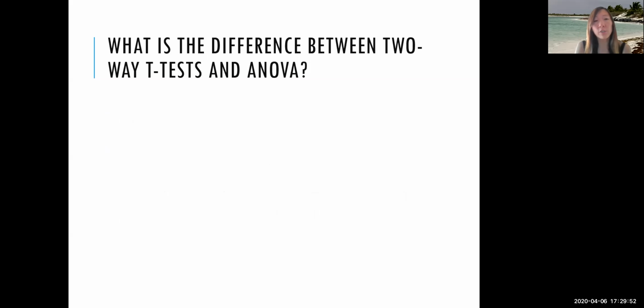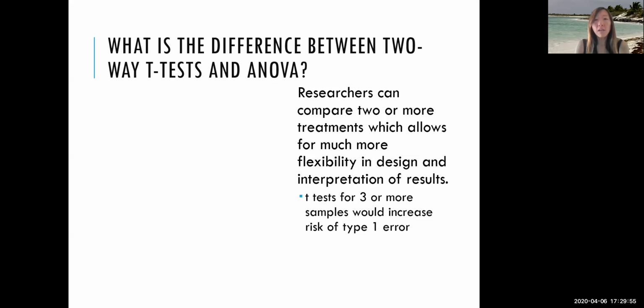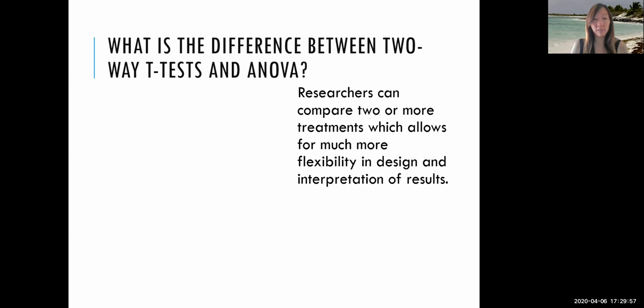So what is the difference between t-tests and ANOVA? Well, researchers can compare 2 or more treatments, which allows for much flexibility in design and interpretation of results. So we can look at our data in many different ways. We're going to look at error a little bit deeper, and I kind of get more of a 3-dimensional look. If we looked at a model of it, we could see inside it, we could see outside of it, we could see differences, all of that. So it's definitely, like I said, more involved and more sophisticated.